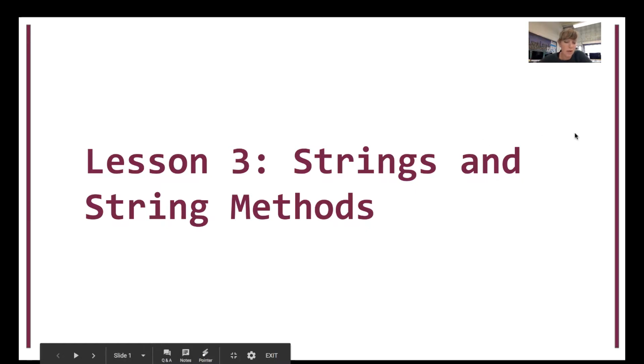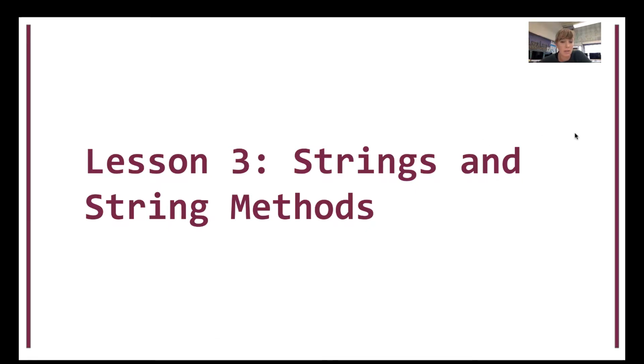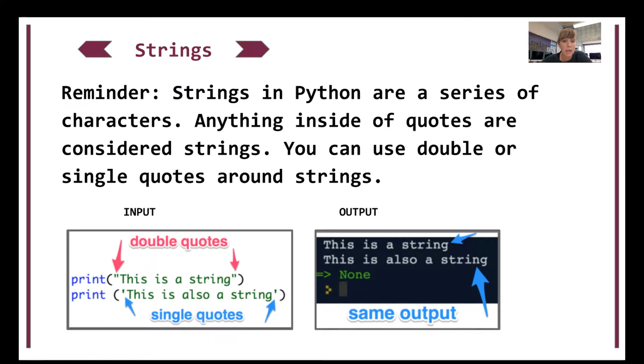All right, guys, so we're going to talk about strings and string methods. We've already learned a little bit about strings, and we're going to talk about the methods that we can use on them so that we can change the way they look or they're printed out. As a reminder, strings in Python are a series of characters. Anything inside of quotes is considered a string. You can use double or single quotes around strings.